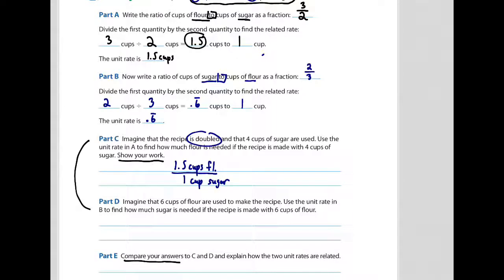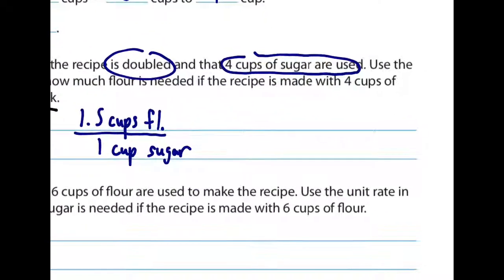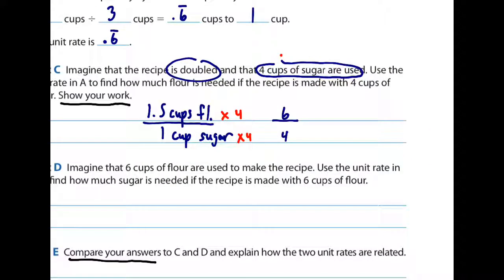Now, if we are going to go so that 4 cups of sugar are used, what I have to do here is I'm going to have to multiply by 4. And if I do that, 1 cup times 4 is 4, and 1.5 cups times 4 is 6. So the question says to find how much flour is needed if the recipe is made with 4 cups. So you would need 6 cups of flour for 4 cups of sugar.